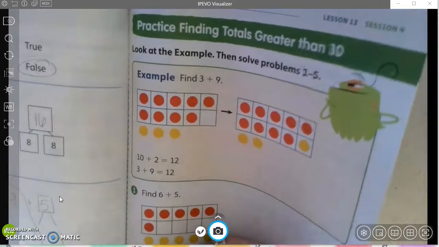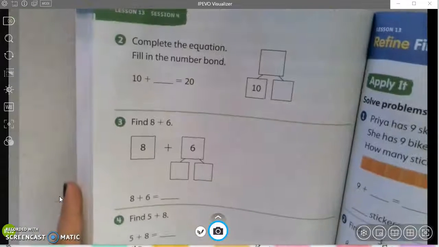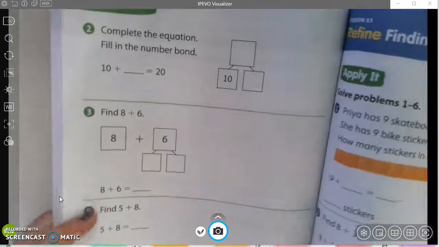Okay? On your own, I would like you to do page 299 and 300. That comes after 299, right? And page 300, and then you are done for math today.